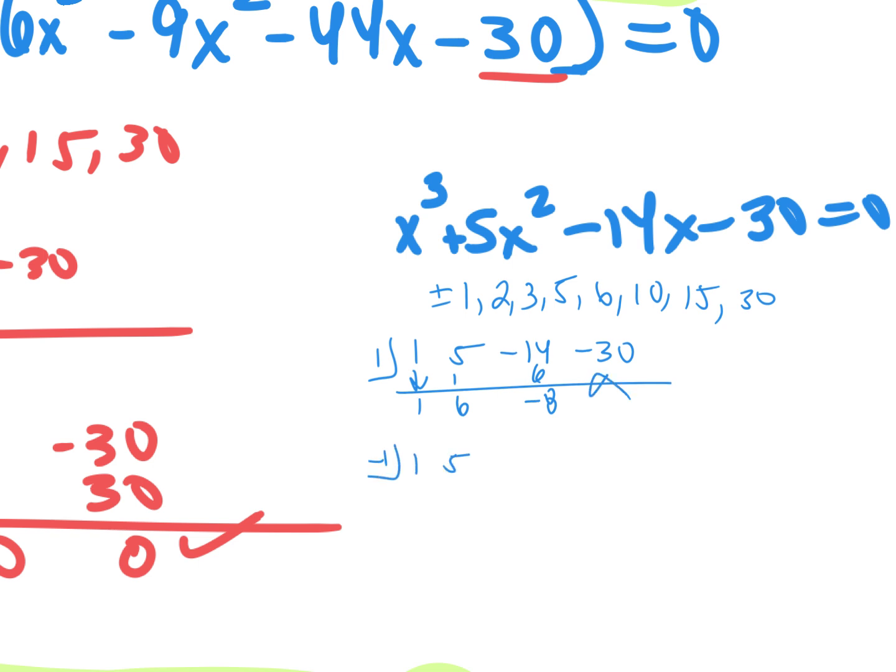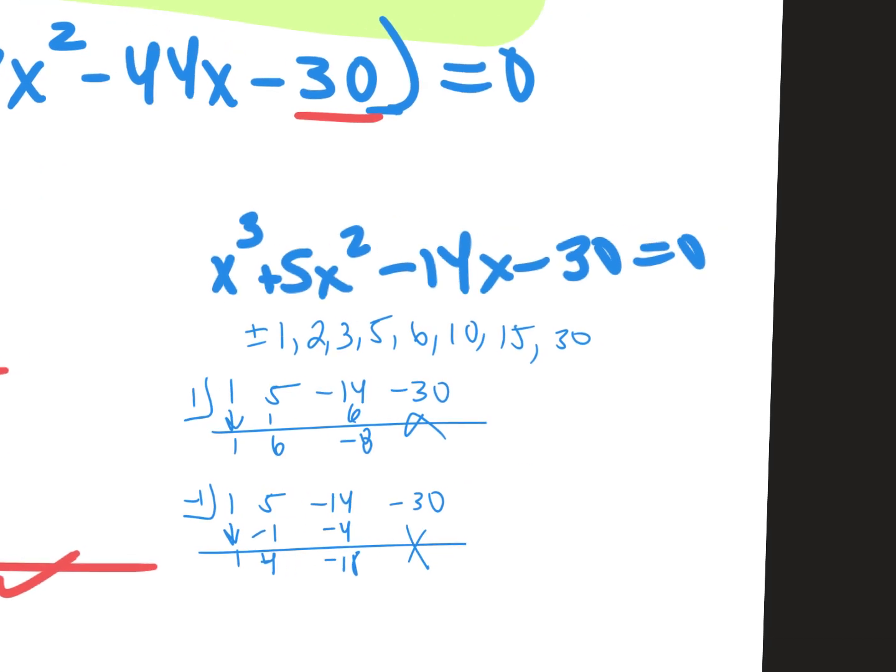1, 5, negative 14, negative 30. Bring down your 1. 1 times negative 1 is negative 1. 5 minus 1 is 4. 4 times negative 1 is negative 4. Negative 14 and negative 4 is negative 18. Is this going to give me a 0? No? Okay. So let's go to 2.